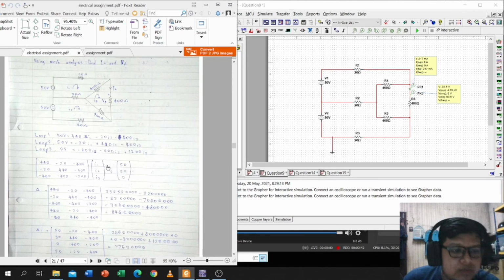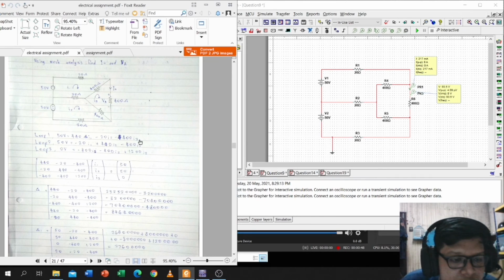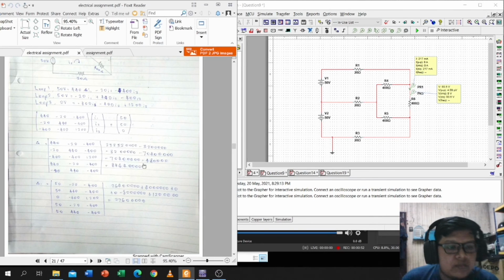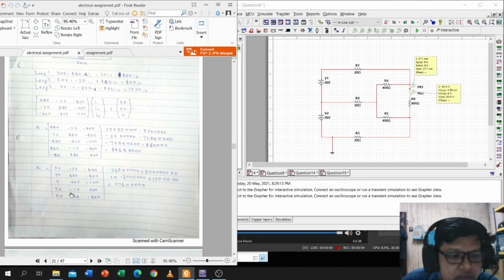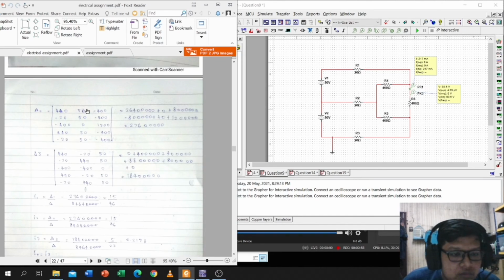So from this equation we can use Cramer's rule to find out what is the IO here. This is the step I use for Cramer's rule, and this is delta, this is delta 1, this is delta 2, and this is delta 3.